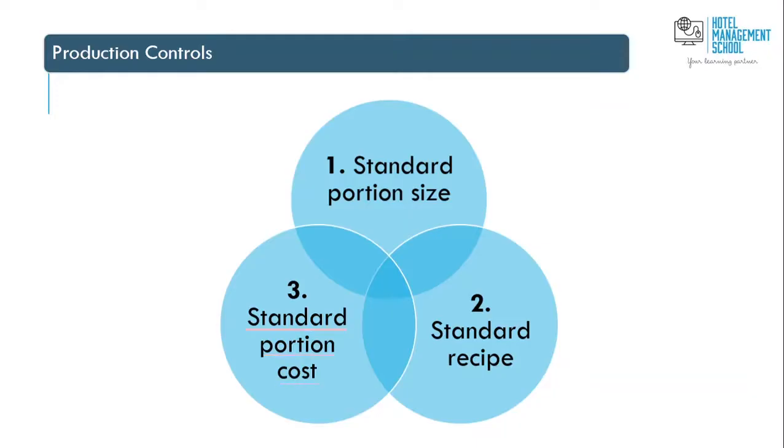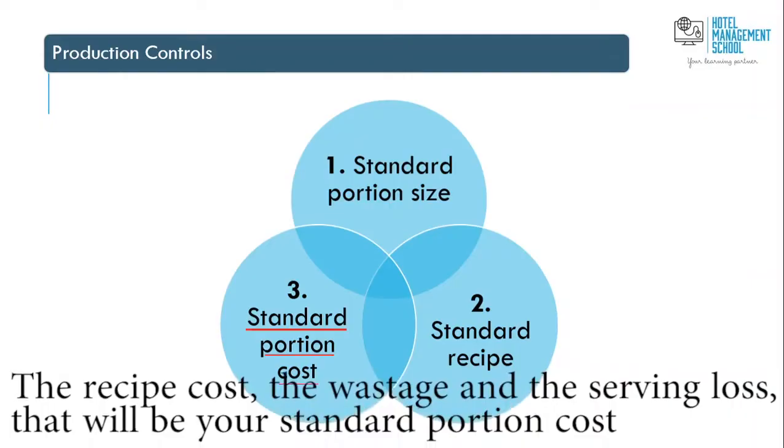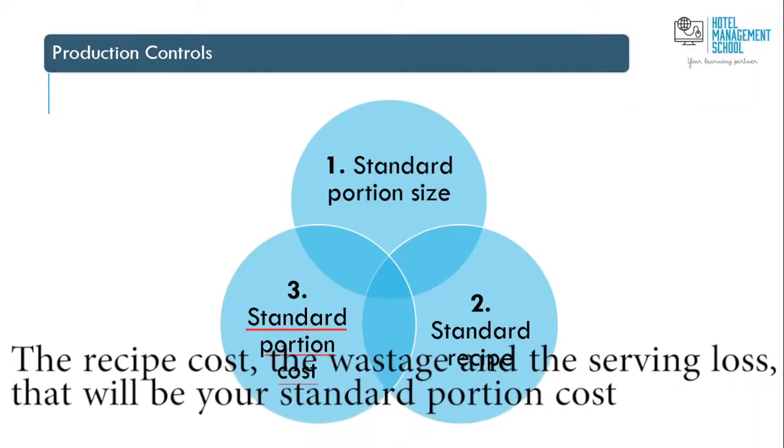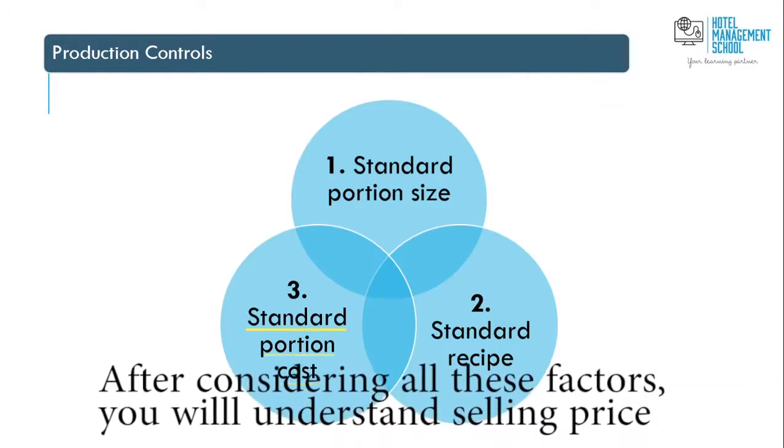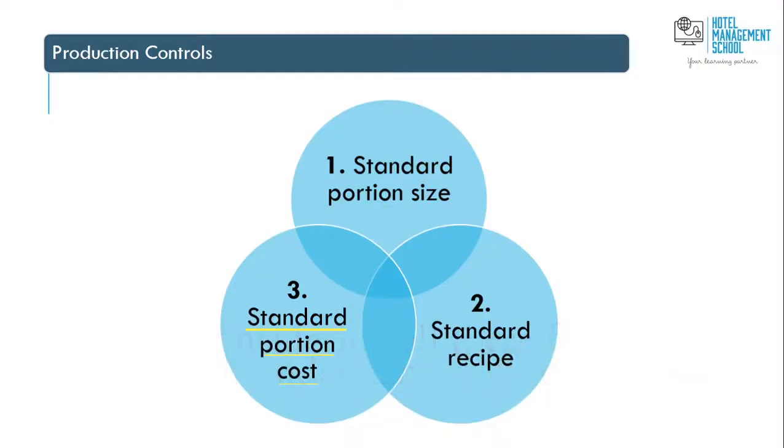So you need to establish the standard portion cost based on first the standard size, then the recipe which is going to make that standard portion, the recipe cost, the wastage, and the serving loss. That will be your standard portion cost. The standard portion cost will become the basis to establish the price of the goods, right? So after considering all of these factors, you will be able to understand the selling price. Selling price is not just a factor of, okay, I will make 200 grams of this, 200 grams of this, 200 grams of this. No, you need to consider the waste of cooking and the waste of serving.